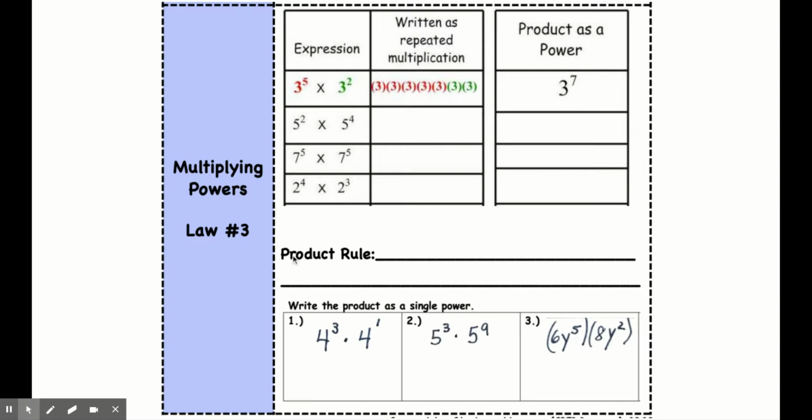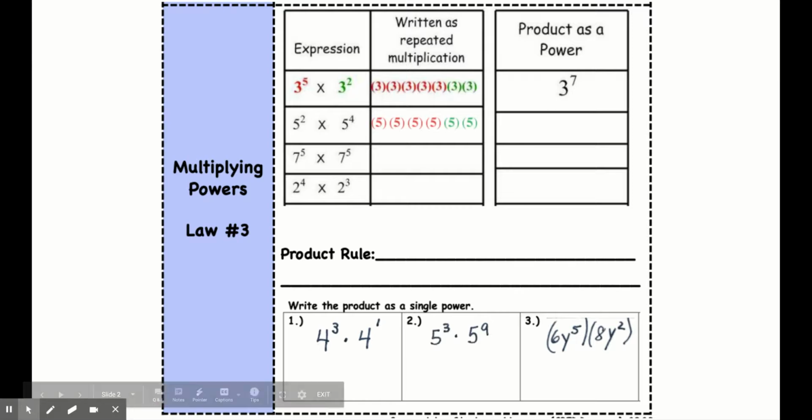We call this rule the product rule because the word product is an answer to a multiplication problem. I want you guys to make some observations as I fill in this table. I'm going to be writing this expression as repeated multiplication. So in my first example, I have 3 to the fifth power, which is 3 times 3 times 3 times 3 times 3. And I also have 3 to the second power. And when I write that product as a power using the product rule, I get 3 to the seventh power.